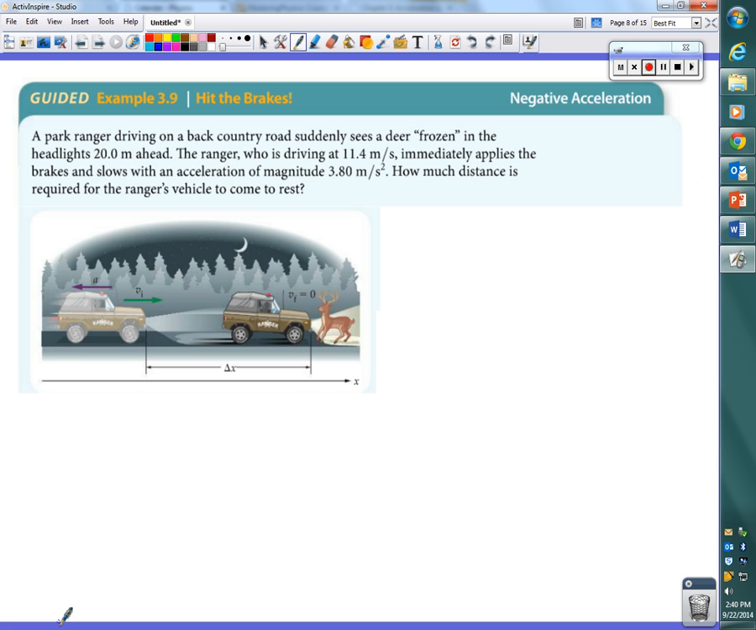Guided example 3.9. It says, a park ranger driving on a back country road suddenly sees a deer, "frozen," in the headlights 20 meters ahead. Why it needed quotation marks there, I'm not really sure.